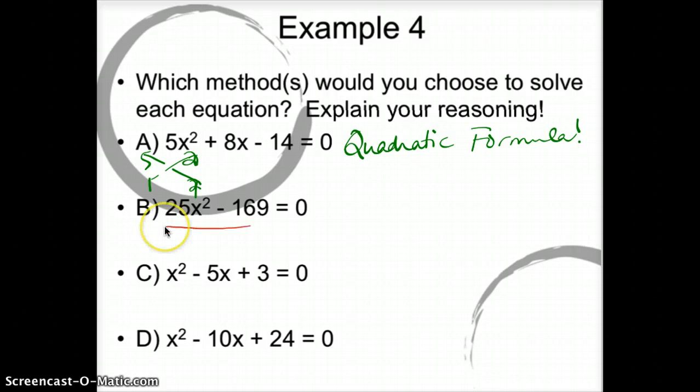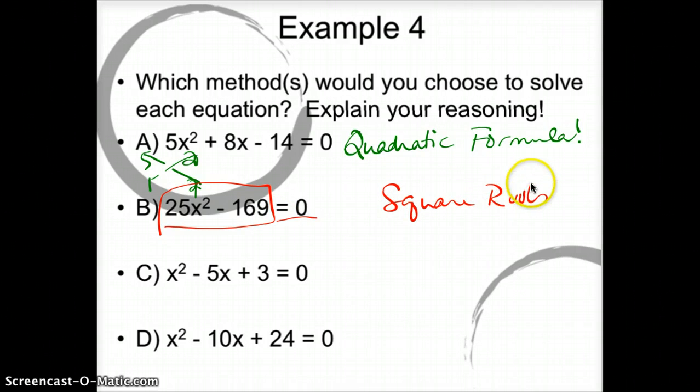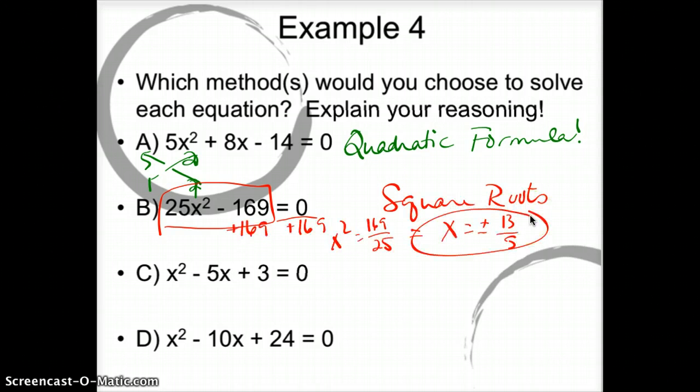Okay, this one is a nice equation because it has no b term. So definitely I would choose to use square roots in this case, because it would be pretty simple to add 169 to both sides and then divide by 25. So you're going to get x squared equals 169 over 25. And then it's going to be easy for you to tell that x equals plus or minus 13/5. That would definitely be quicker than using the quadratic formula or another method.